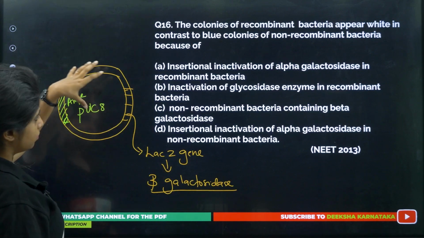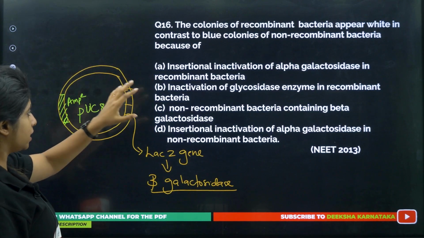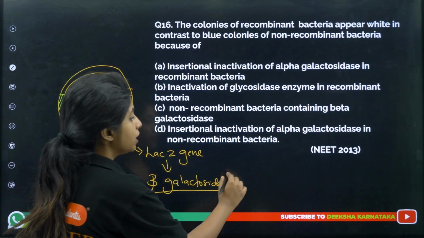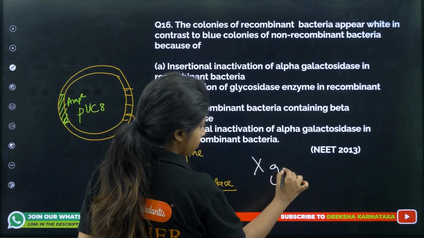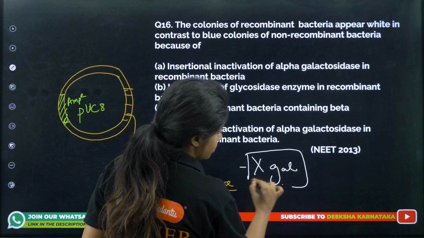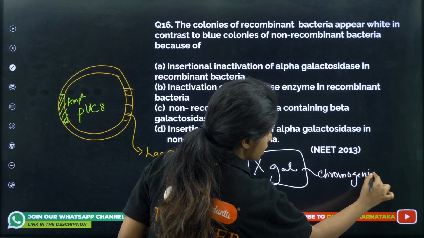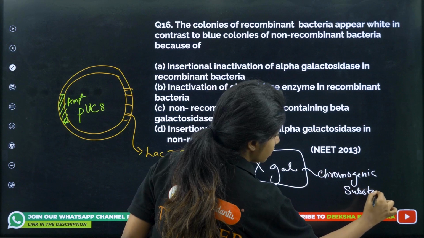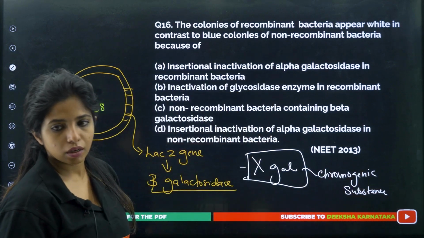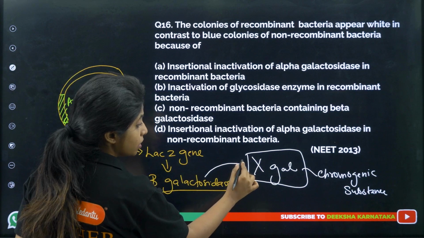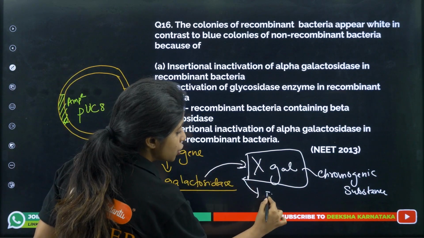Now in this medium of the bacteria that has pUC8, if I put in a substance known as X-gal, it's a chromogenic substance, as in one that gives color when broken down. So when X-gal is put in, this beta-galactosidase goes and acts on it and gives a blue color.